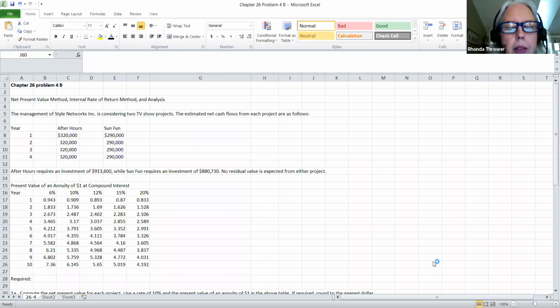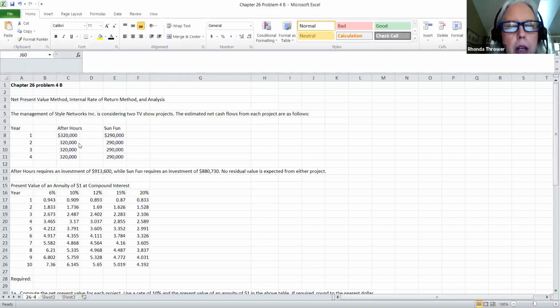In this problem, we're going to be looking at two different types of investments. We're going to be considering two TV shows, and they have given us the cash flows for each investment. So what you really need to know here is that one of the TV shows is going to be called After Hours. The other one is Sun Fun. And these are the net cash flows. When we're given net cash flows, this is what they're estimating that both of these TV programs are going to bring into this company in cash.